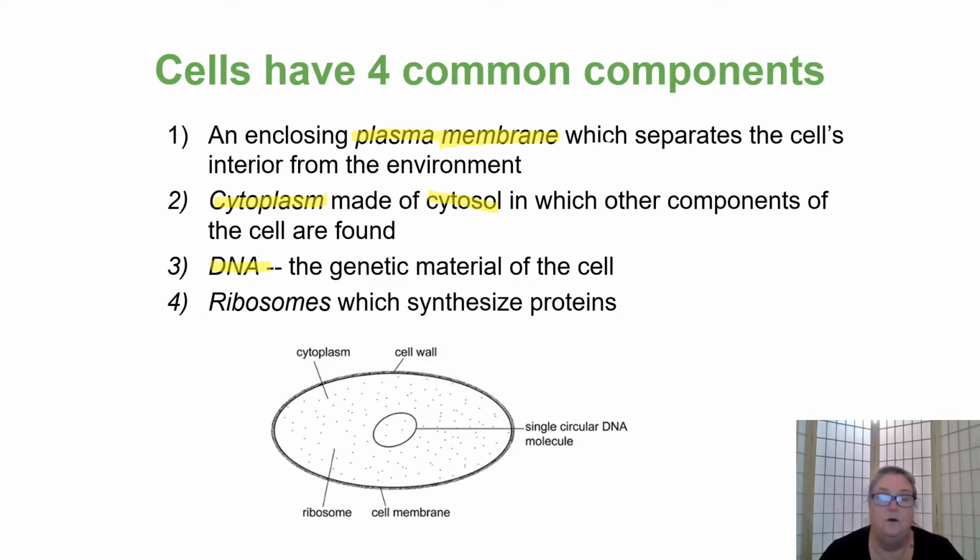DNA is in all cells. DNA is the genetic material of the cell. That's a polymer, deoxyribonucleic acid, and it's made of nucleotides. Its function is to store genetic information. All cells have ribosomes, which synthesize proteins. So ribosomes are going to use the information provided by DNA to synthesize proteins. Synthesize means to make. All right. So this is just a diagram. We talked about things that are in all cells. Now let's break it down a little more.